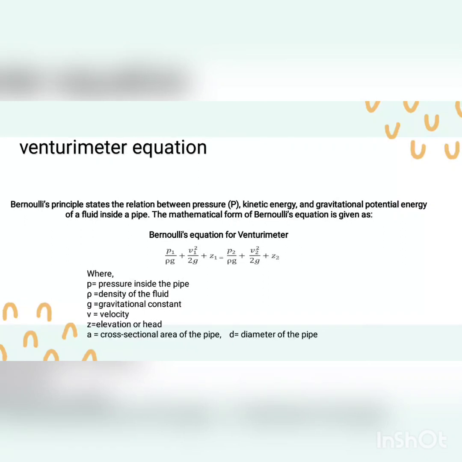Now coming to the Venturimeter equation. Bernoulli's principle states the relation between pressure, kinetic energy and gravitational potential energy of a fluid inside a pipe. The mathematical form of Bernoulli's equation is given as P1 by rho g plus V1 square by 2g plus Z1 is equal to P2 by rho g plus V2 square by 2g plus Z2, where P is pressure inside the pipe, rho is density of the fluid, g is gravitational constant, V is velocity, Z is elevation or head, A is cross-sectional area of the pipe, D is the diameter of the pipe.